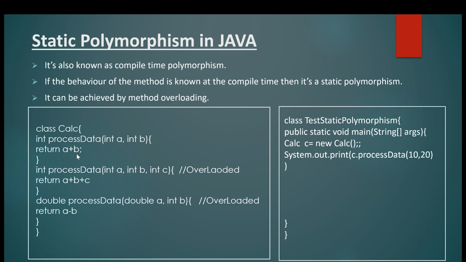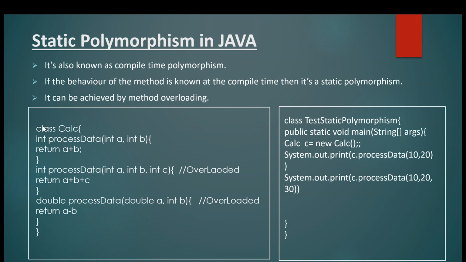Now let us say I am trying to call the overloaded method. What will happen here? Let us say we call processData with 10, 20, and 30, that is three int variables. The method signature here is: the name of the method is processData, and it takes three int arguments. So what will it do? The JVM will go to the class Calc, because c is the reference of the Calc class, and it will search for a method with the name processData.